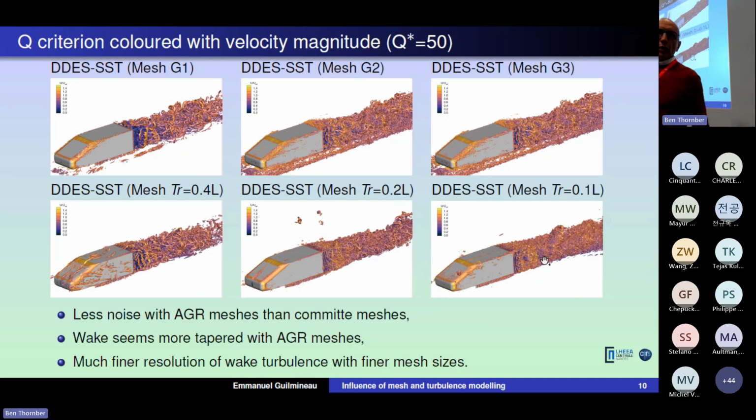Now I compare the results between the committee mesh and the automatic grid-refinement at the bottom. We can see we don't have this noise between the changes in the mesh. The wake seems more tapered with the automatic grid-refinement meshes, and we have a much finer resolution in the wake for the finer mesh.